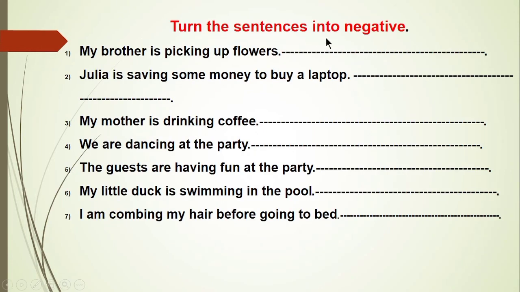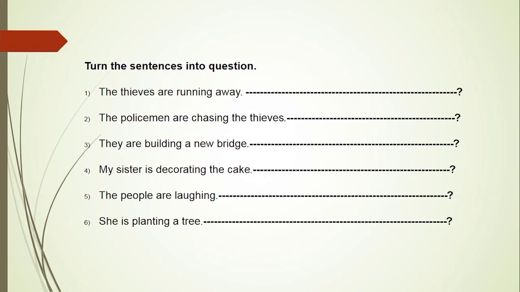Next, turn the sentences into negative. My brother is picking up flowers. So only put not after the helping verb. My brother is not picking up flowers. Julia is saving some money to buy a laptop. Julia is not saving some money to buy a laptop. So that is how you can convert the sentences into negative.